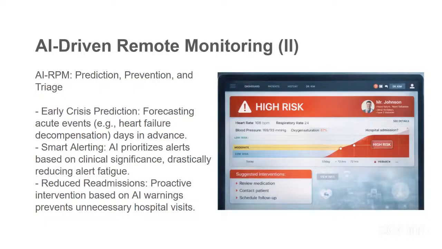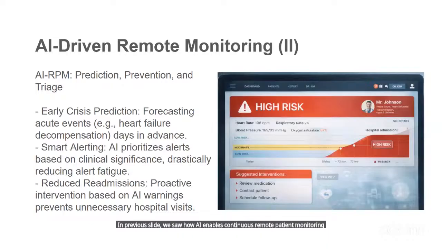In the previous slide, we saw how AI enables continuous remote patient monitoring. Now let's take this a step further and see how AI moves from monitoring to prediction, prevention, and triage. This is where AI truly becomes proactive.